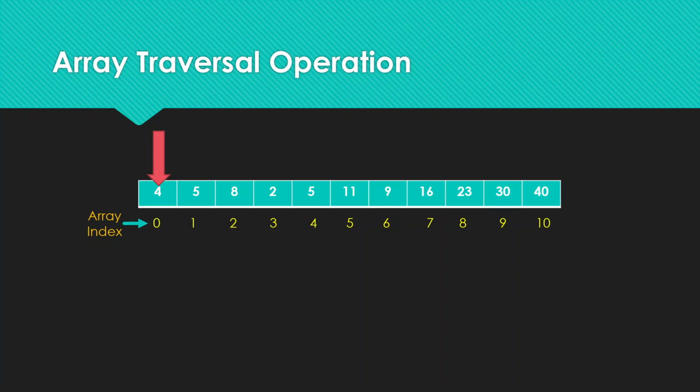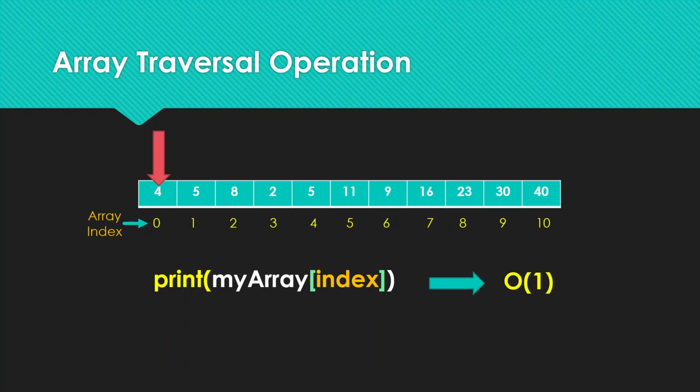Now, for example, if we want to access the element 4 at index 0, we would use the syntax my array, then inside square brackets, the index. So for this one, it's going to be 0. And this is going to print the value 4. Now, as you might have guessed, the time complexity for this particular operation is O of 1.